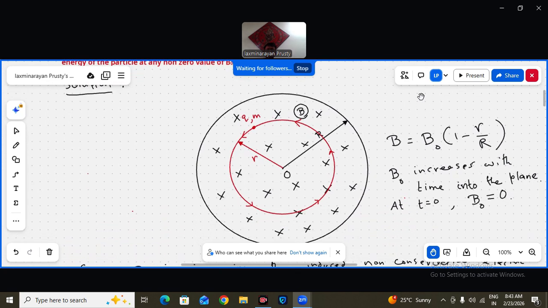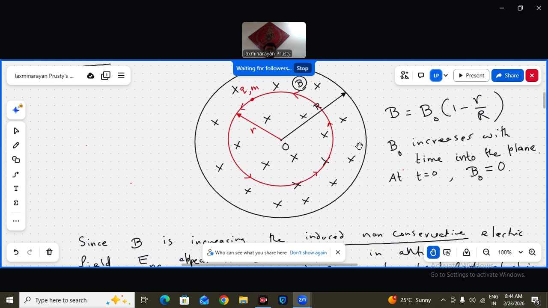Understood this? See the diagram. This is the cylindrical region of radius capital R. B is existing, given by this. Small r is the distance from the axis, which is smaller than capital R. So B is not uniform over the area, as you can see. It's not a uniform magnetic field over the area, and also B naught, which is the magnetic field on the axis, is increasing with time and pointing into the plane.